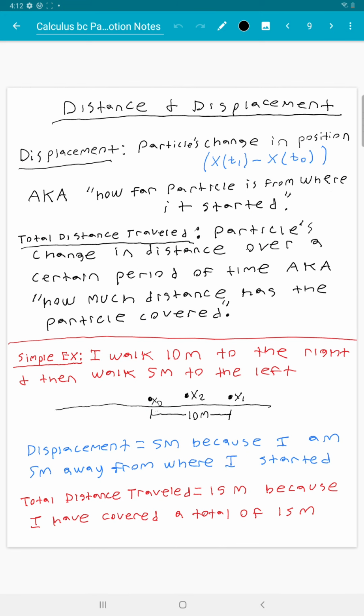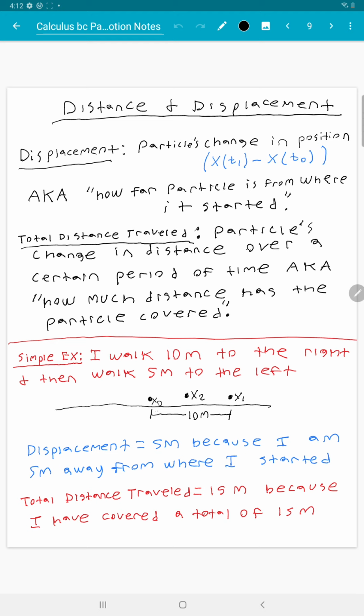Okay, so now let's go over distance and displacement. And I covered this extensively in my last two videos. So if you really want an extensive explanation of these concepts, you should go watch those. So as we learned, displacement is simply the particle's change in position, which can be written as x final minus x initial. And this basically means how far the particle is from where it started.